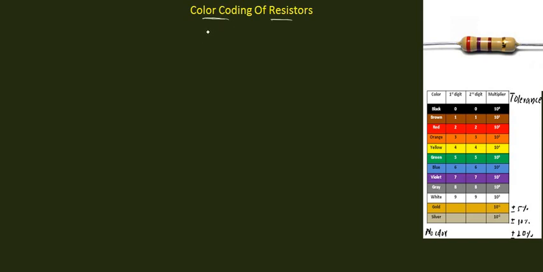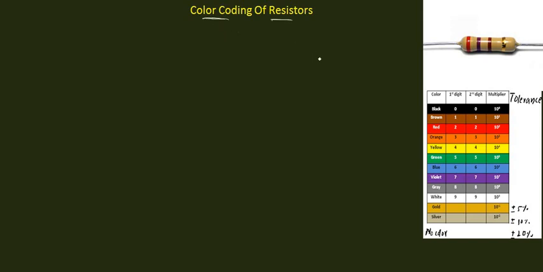Some resistors are large enough to print their resistance value on them, but there are some resistors which are very small, so it is impractical to print the value on them. So we use the color coding method to find the value of a resistor. Basically this color coding is used for those resistors which are really small, for example, thin film resistors of carbon or carbon composition resistors.